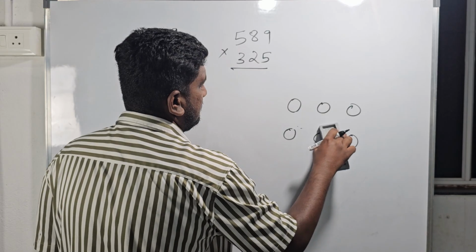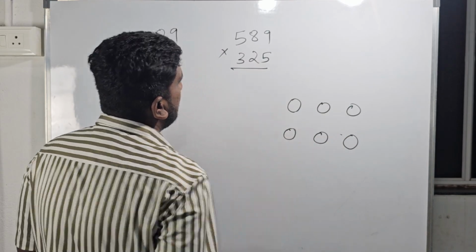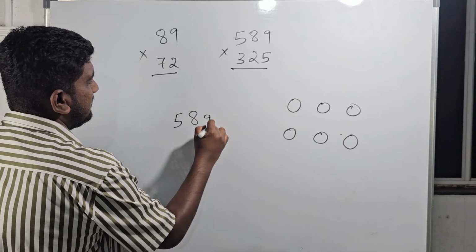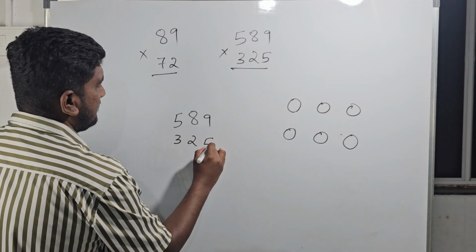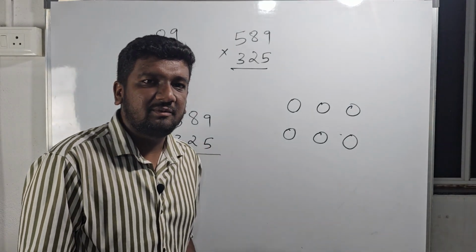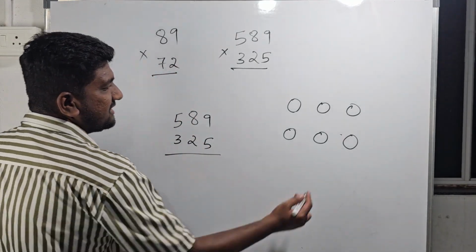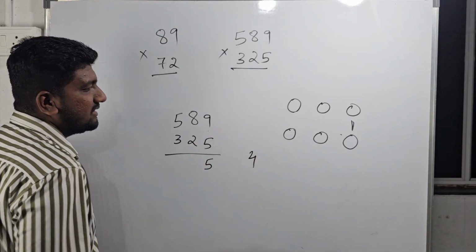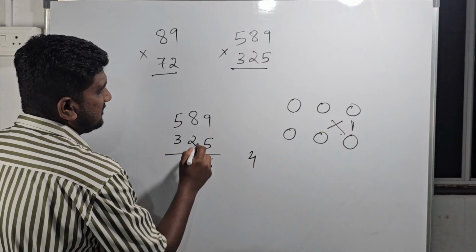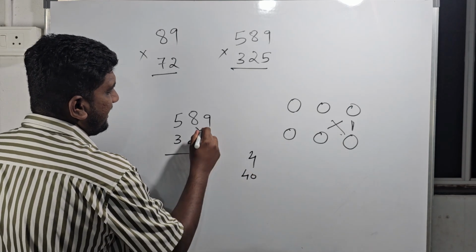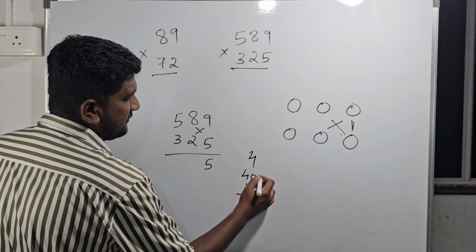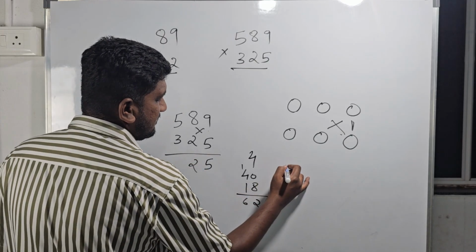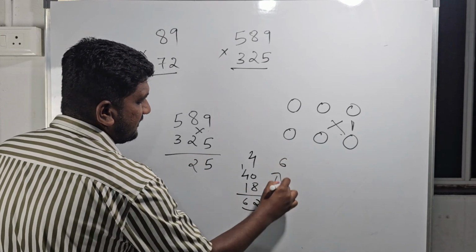Next, now we will take this example here. So we have 589 into 325. We will try to solve a little bit faster. So first step is these two numbers. So 9 times 5 is 45. 4 I will write here. Then these two and these two. So 8 times 5 is 40 and 9 times 2 is 18. So 4 plus 8 and this is 6. 2 I will write here. 6 I will carry forward.